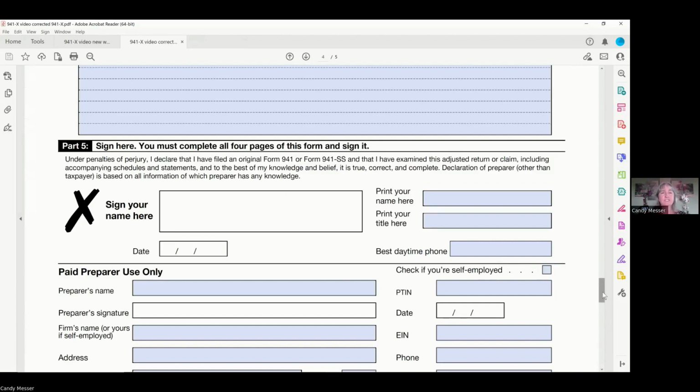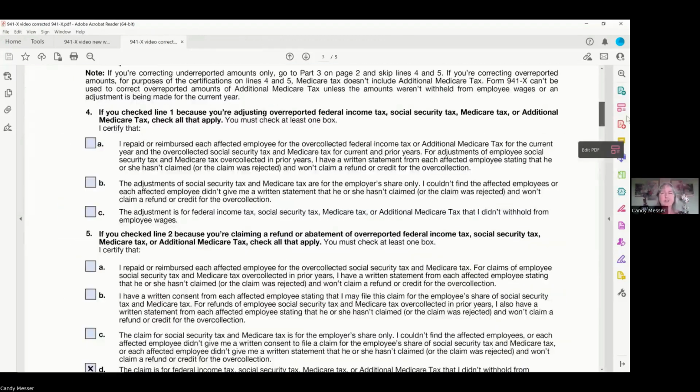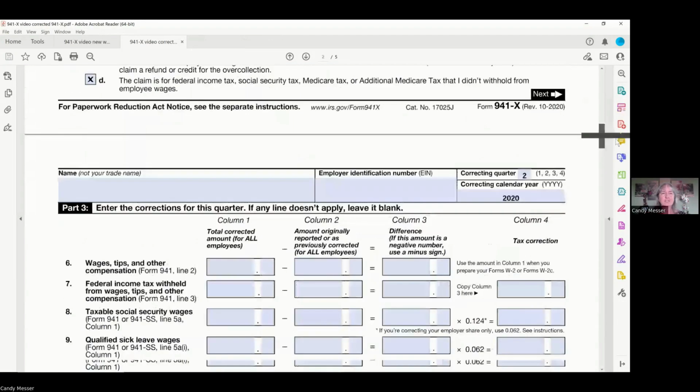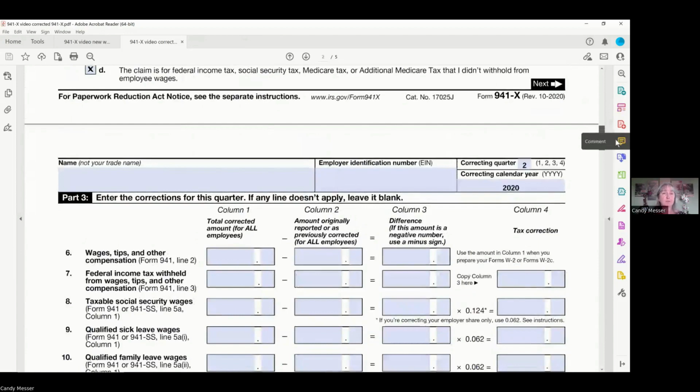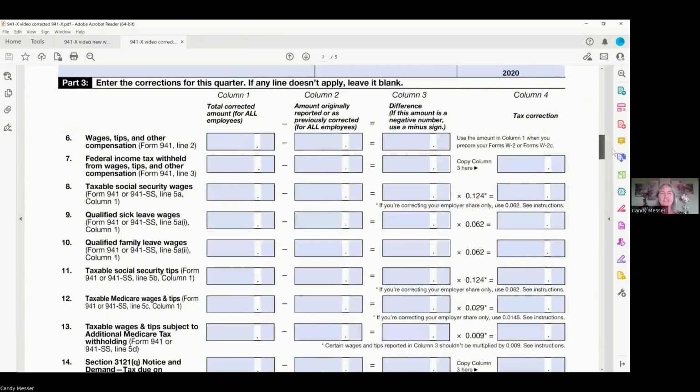Now, again, this was an assumption based on only correcting the employee retention tax credit. If you need to make a correction for something other than claiming the employee retention tax credit and you have some changes, then you would just look at all of the boxes, figure out what is applicable for your situation, and then select the box here and put in the corrected amount in column 1, the original amount that you reported in column 2, and the difference in column 3.